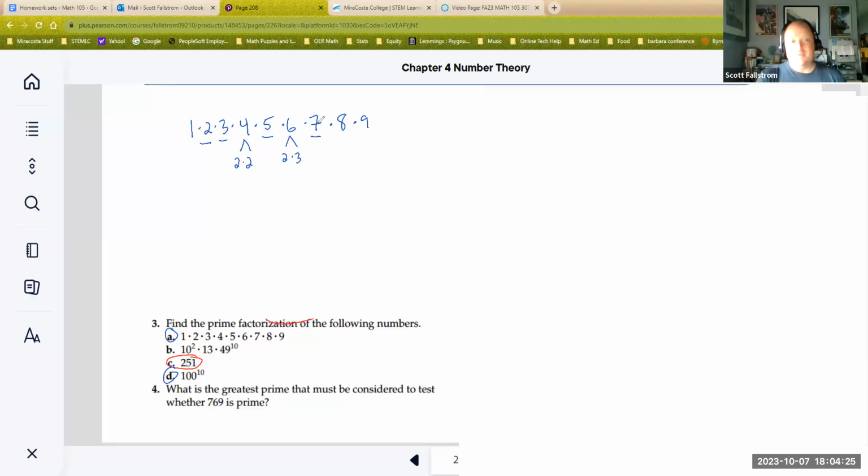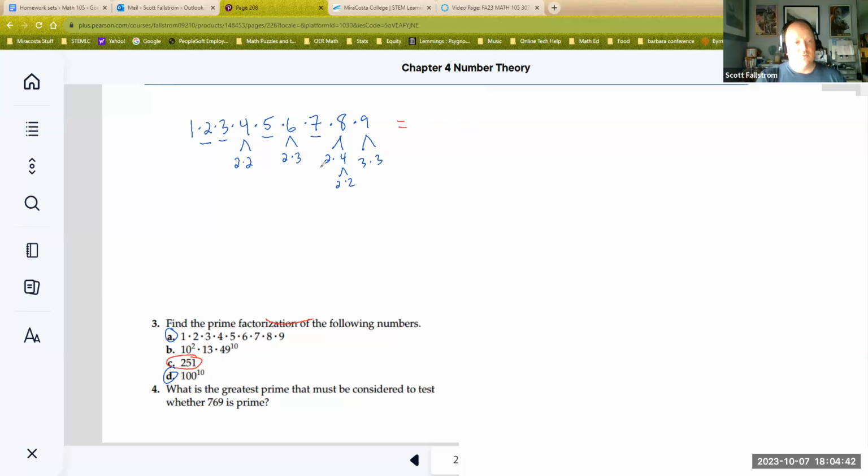So notice I'm not breaking the whole thing into little pieces along the way. I'm finding all of the factors. This would be 2 times 4, I guess, which is 2 times 2. Finding all the factors, and then I'm just going to bring them all together at the end. All right, so there they are. Now it's all split up.